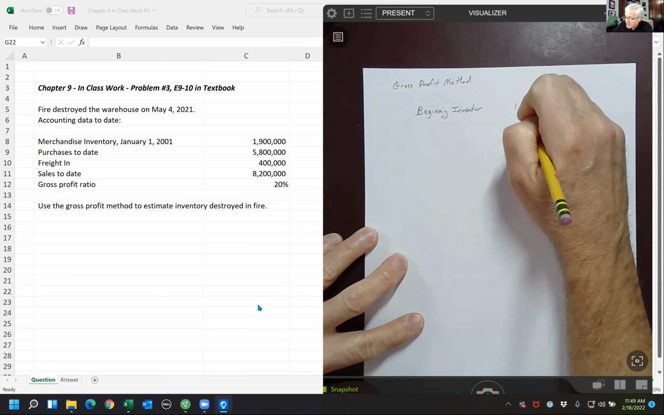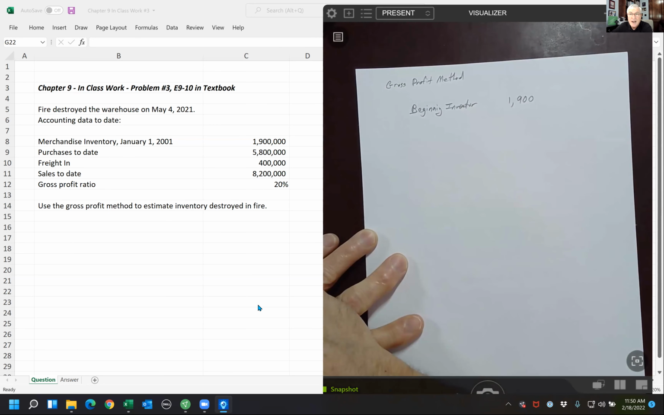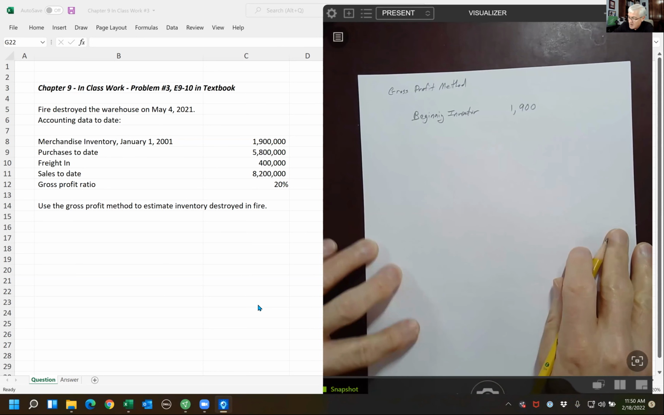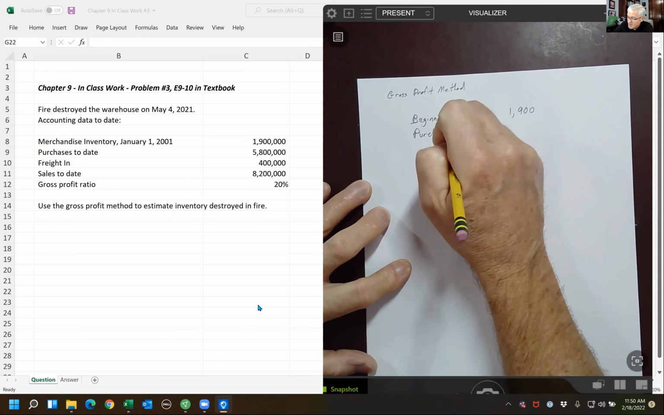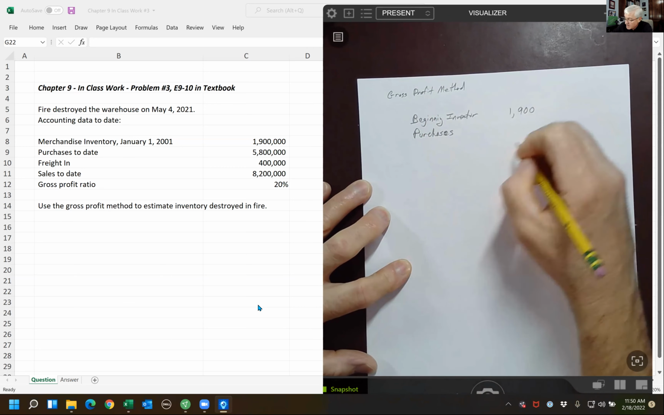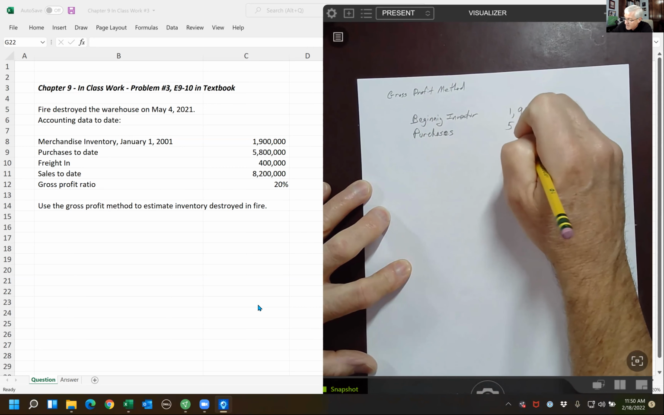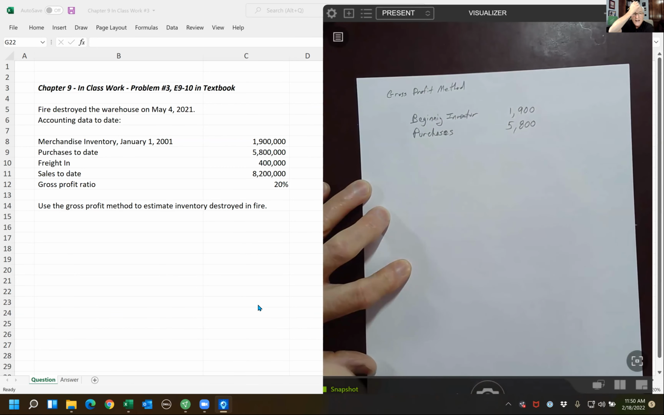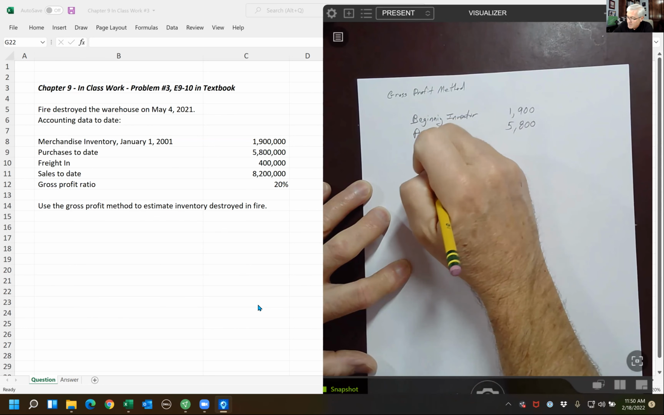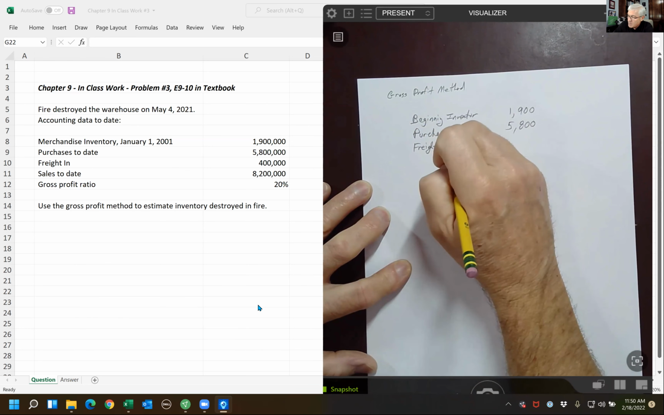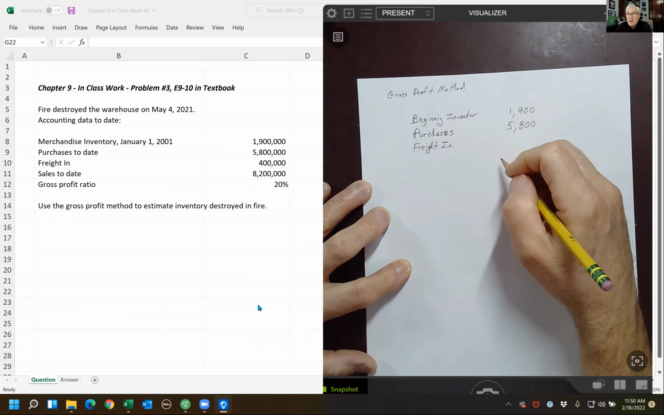And we'll do this in thousands to make it easy. 1900. And I'm trying to calculate available for sale here. Purchases, 5,800,000. And then freight in. Well, that's part of, as we know from the chapter, an inventory cost.